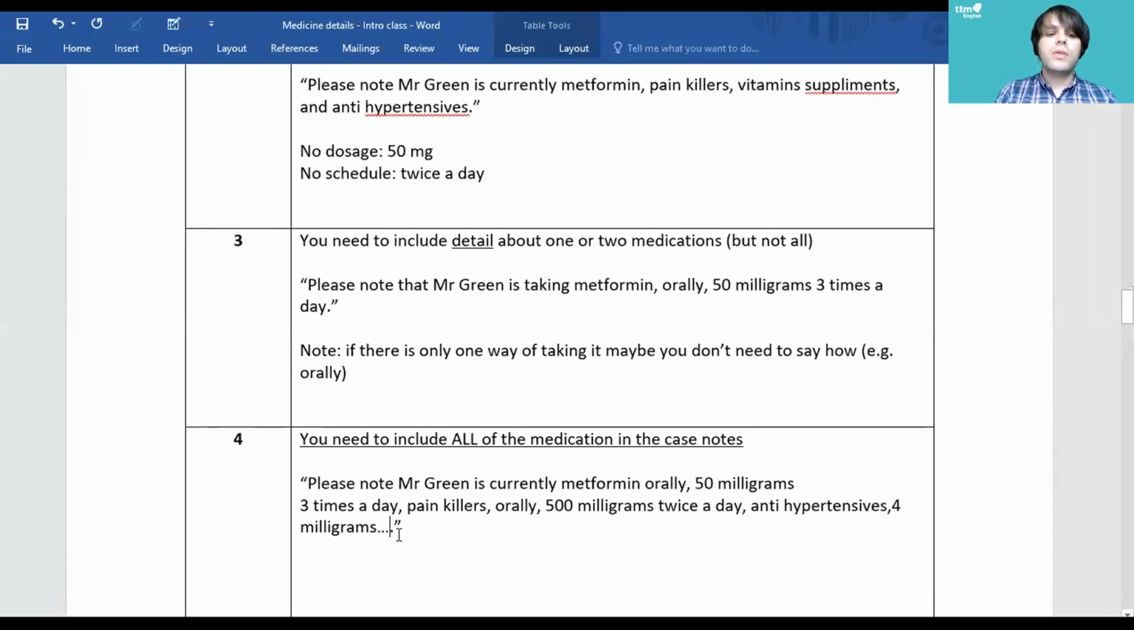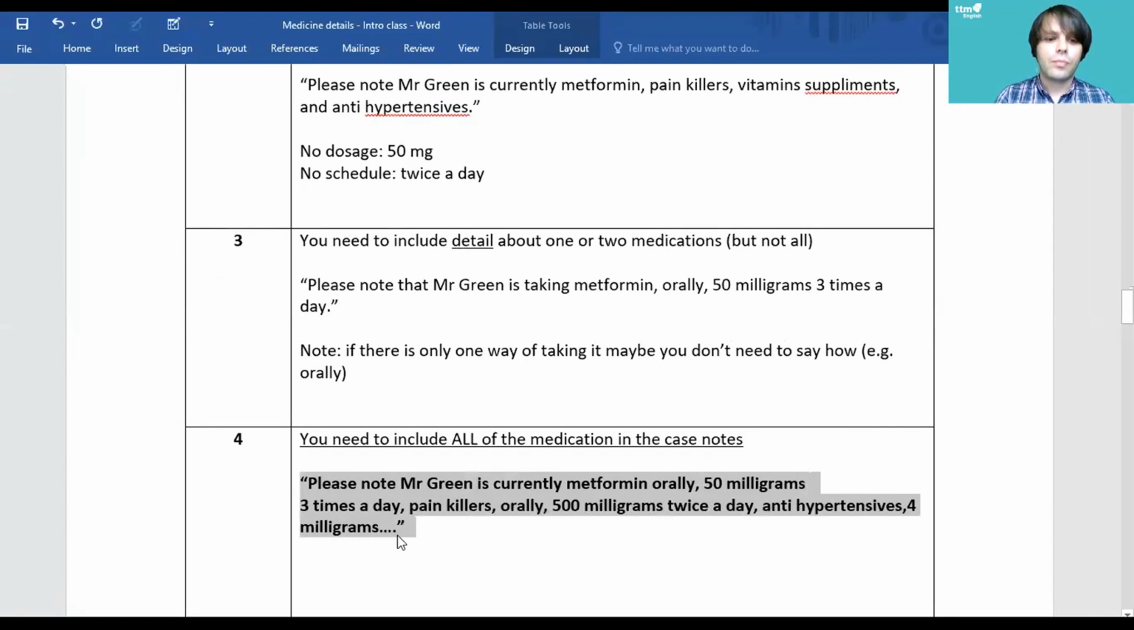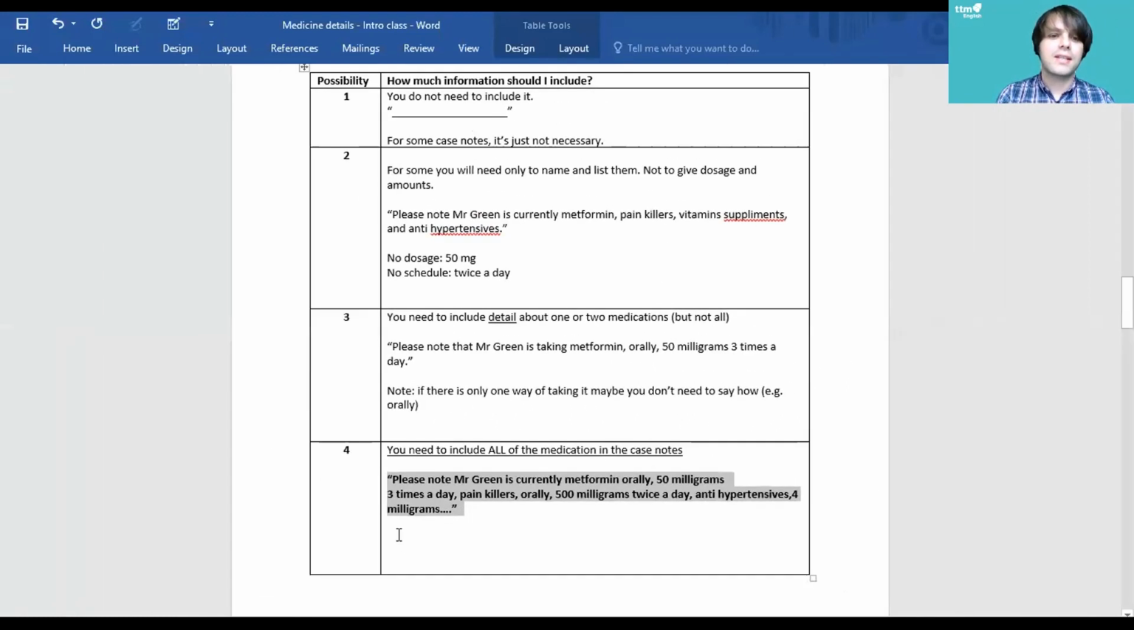Okay. This is the one that's really hard, isn't it? This is the one that takes the most amount of time. But the first thing I really want to teach you in this class is you don't always need to do number 4. Okay?